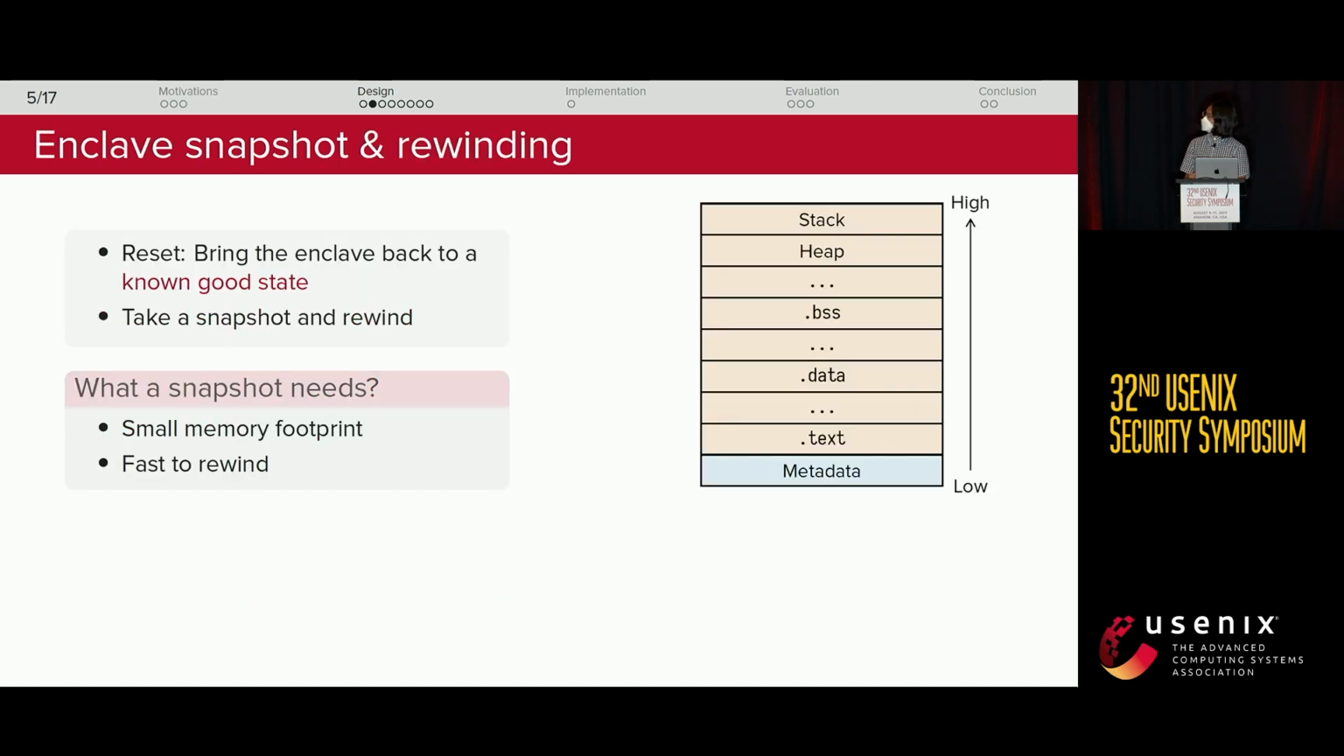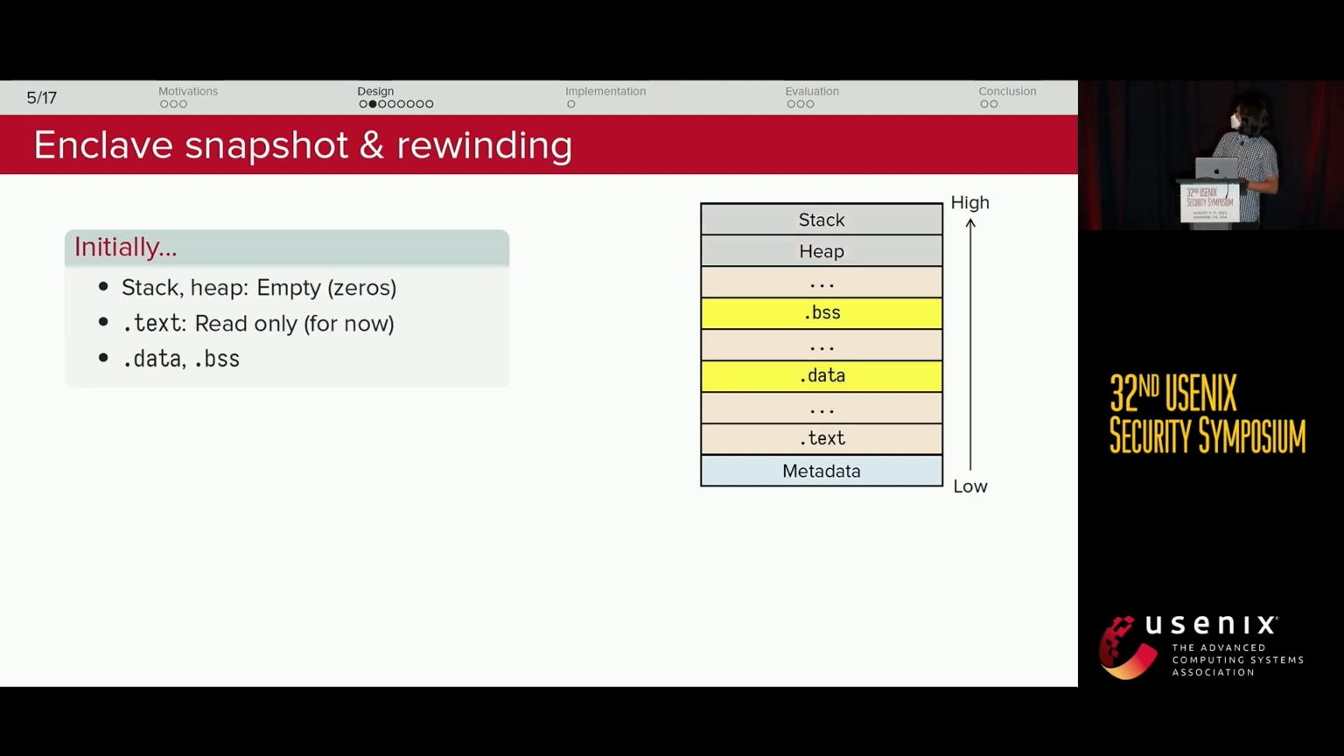So for the first technique, enclave snapshot and rewinding. Basically, when we talk about reset, we mean bringing back the enclave to a known good state, and that's basically about snapshot and rewinding. But not any snapshot. So what does the snapshot need? We already talked about that the snapshot must be small because the enclave memory is precious. And it also must be fast to rewind because we want to solve the cold start penalty, so it must be fast.